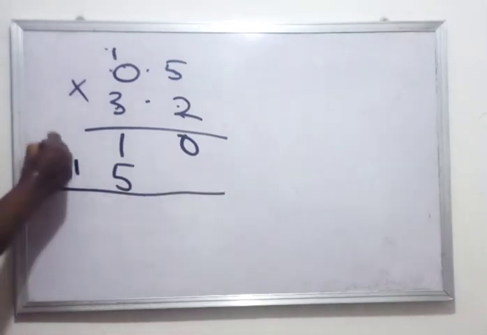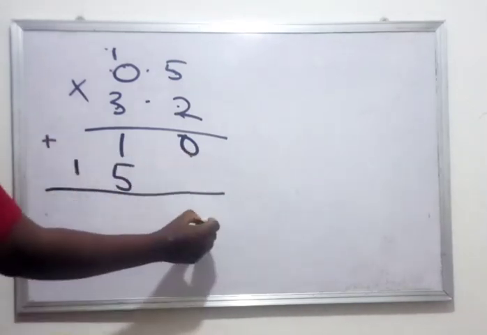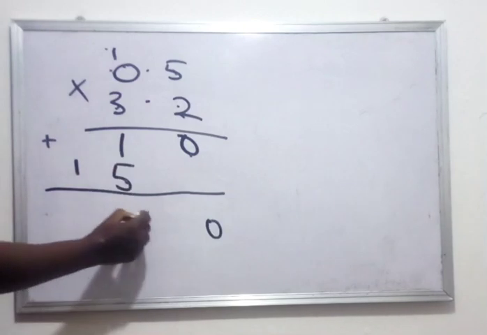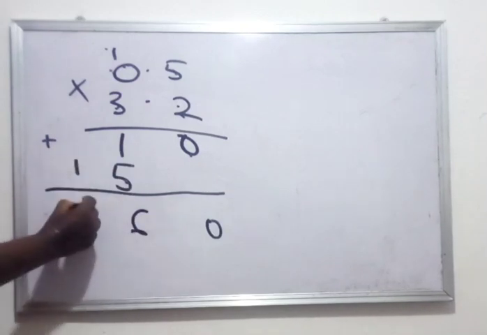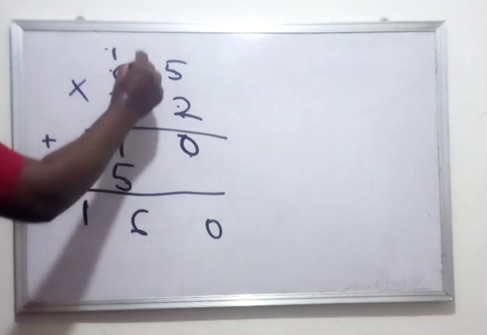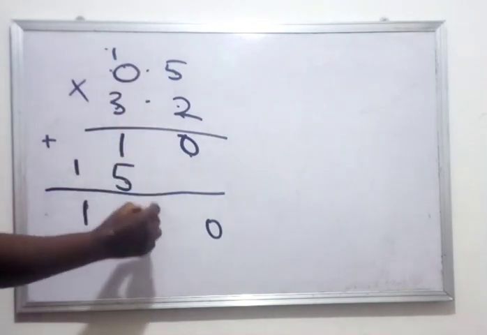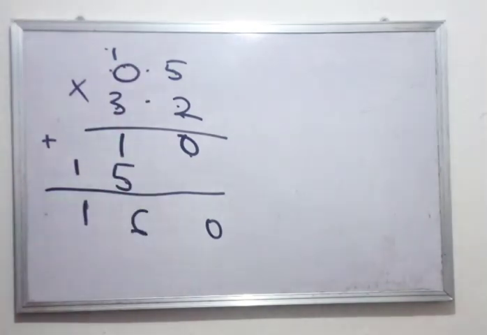We simply add 0 plus nothing gives us 0. 1 plus 5 gives us 6. 1 plus nothing gives us 1. If you follow through with the points like this, your answer will be wrong.